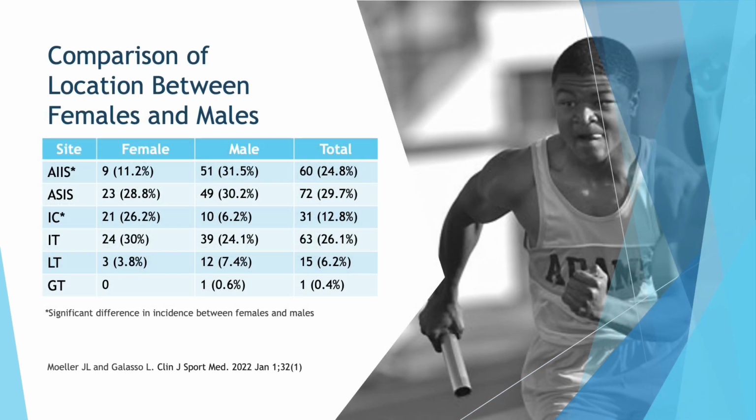When we compared the location of injury based on gender, we were able to show that males were significantly more likely to avulse at the AIIS compared to females, where females were much more likely, and statistically significantly so, to avulse the iliac crest compared to males. ASIS, ischial tuberosity, and lesser trochanter avulsions were roughly equal in incidence between males and females.